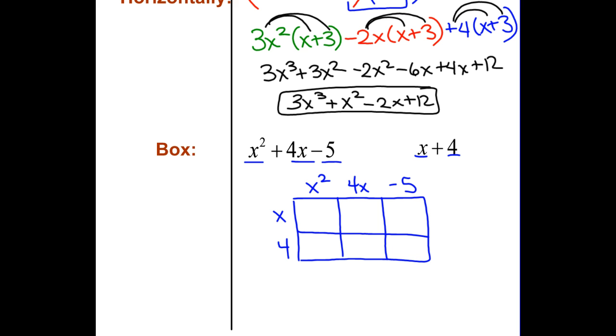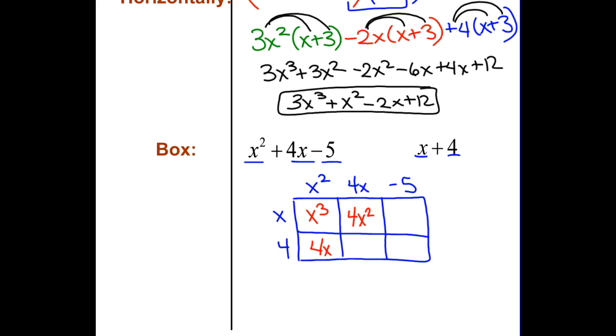Now what I'm going to do is I'm going to multiply this piece times that piece. So x squared times x is going to be x cubed. Really, I'm finding the area of each of these boxes. So now I'm going to multiply 4 times x squared, which is going to get me 4x squared. Now I'm going to multiply x times 4x, which is going to get me 4x squared.